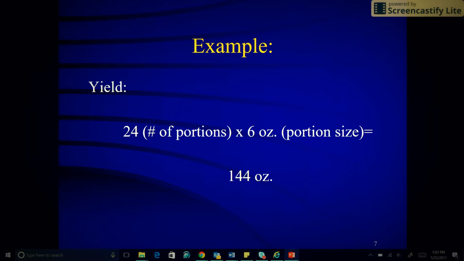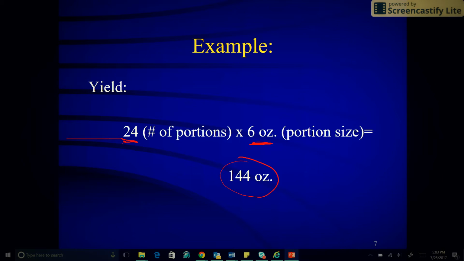So here's your example of a yield. The restaurant right now is saying that they are feeding 24 people, so this is the number of portions, 6 ounces. So let's just go back to the soup because it's the easiest thing to think about right now. So 24 people are getting 6 ounces of soup, which would be a very small portion size, but whatever. So we take 24 and we times it by 6, and you get a total original yield of 144 ounces. So right now, their standardized recipe as written makes 144 ounces.